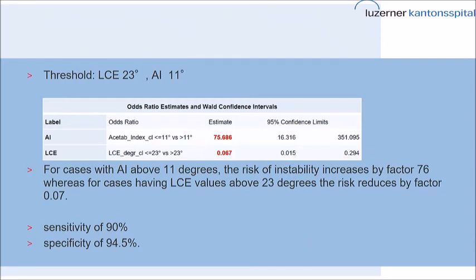And if you set a threshold of an LCE of 23 and an adsorption index of 11, then for cases with an adsorption index above 11 degrees, the risk of instability increases by a factor of 76, with a quite high sensitivity and a specificity above 90 and 95%. So from all the data we collected in these cohorts, only the adsorption index was shown to have some predictive value for those hips.